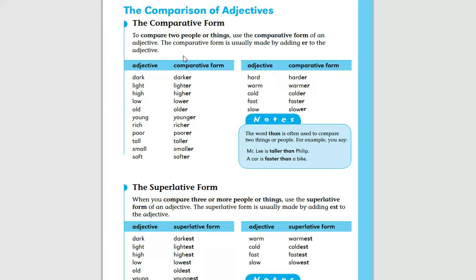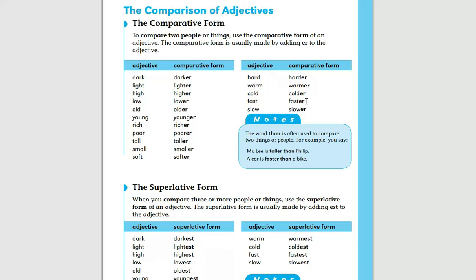For example, we have the adjective dark. So the comparative form is darker. Okay, add er. Next, light, lighter, high, higher, low, lower, old, older, young, younger, rich, richer, poor, poorer, tall, taller, small, smaller, soft, softer, hard, harder, warm, warmer, cool, cooler, fast, faster, slow, and slower.